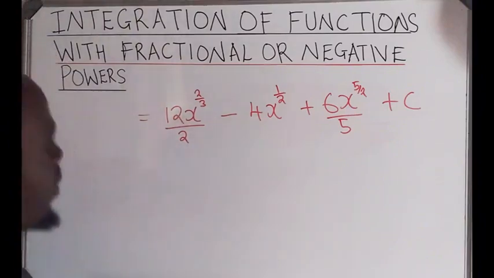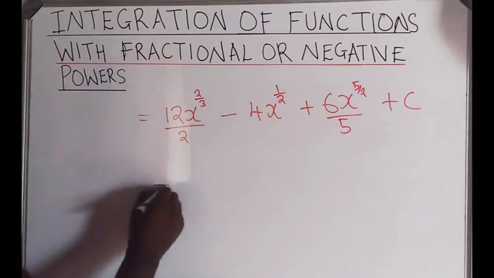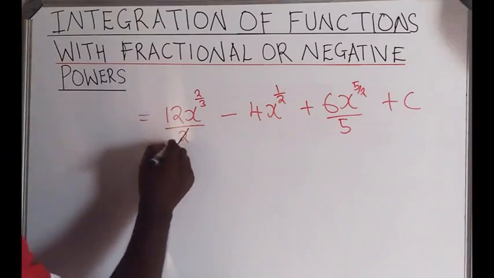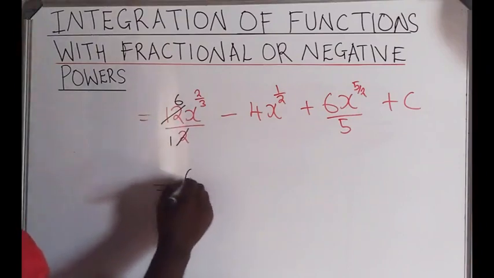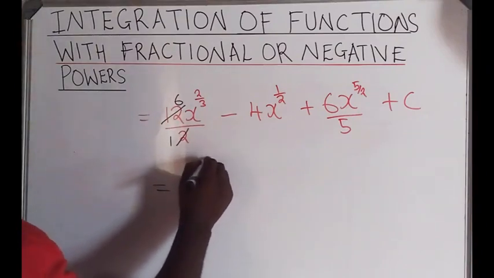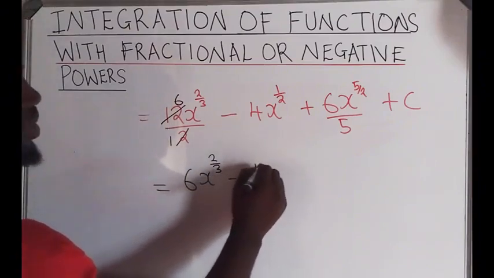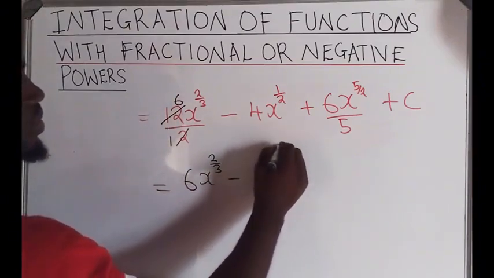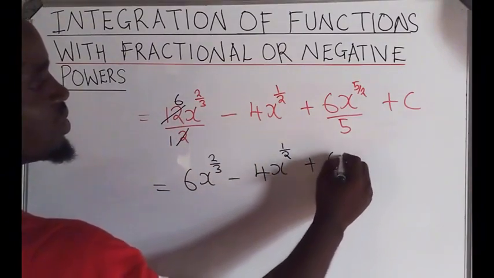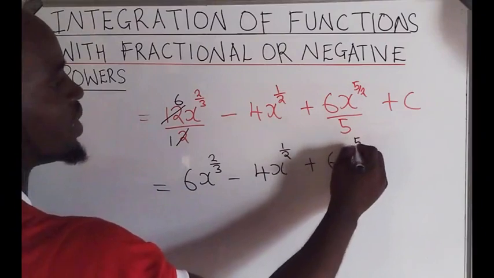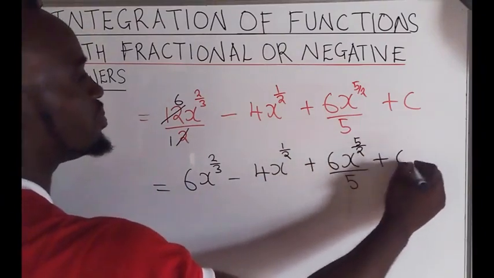I hope it's clear. Allow me to create space. All right, now from here, what are we going to do? So it's very easy. You can see this 2 here, it's a 1. Here, it's a 6. So we have 6x to the power 2 over 3 minus 4x to the power half plus 6x to the power 5 over 2 over 5 plus c.